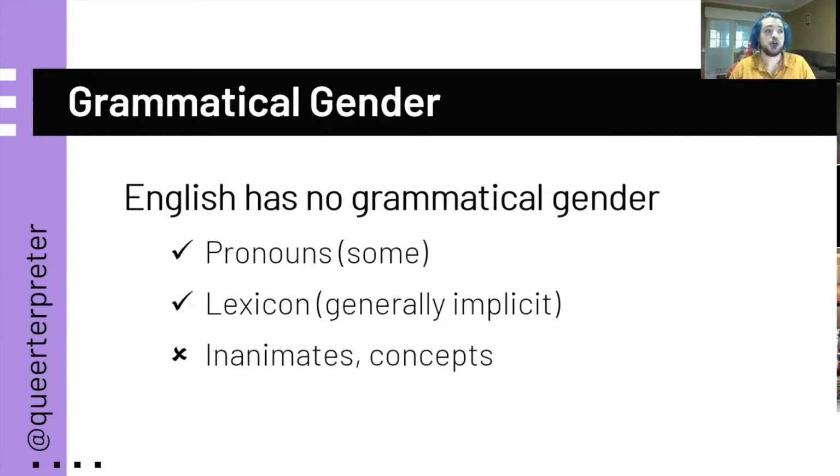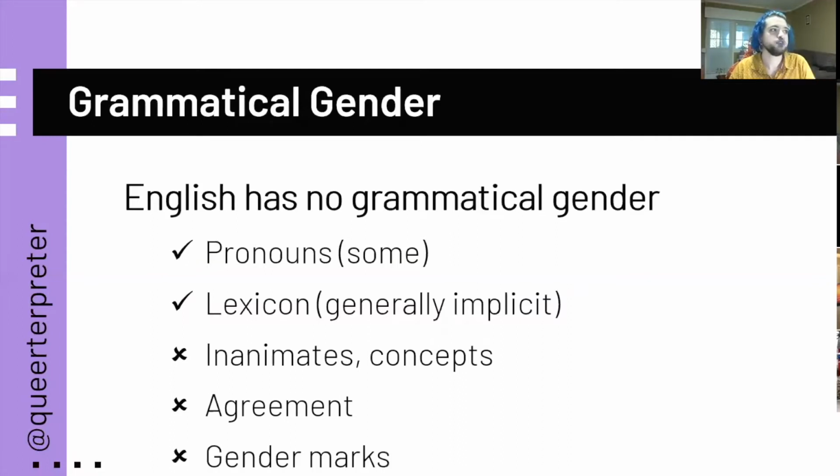What English does not have is gender for inanimates or concepts. So freedom or table don't have a gender at all in English, whereas they're both feminine in Spanish. It also doesn't have agreement. So like I said, we can absolutely say he's my mom friend, and that's perfectly fine. And also English doesn't have gender marks, outside of some exceptions like blonde, blond, fiancé, fiancée, which are loan words or calques from French, but English itself doesn't really have gender marks.